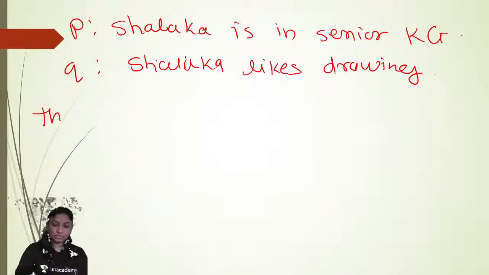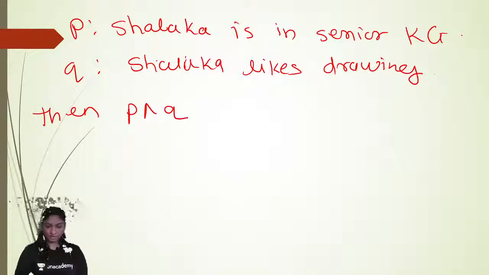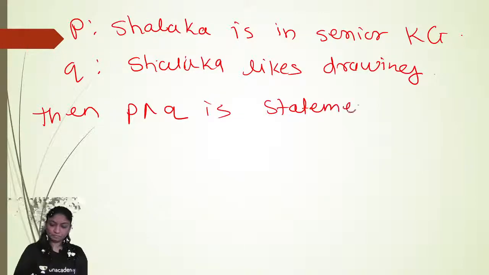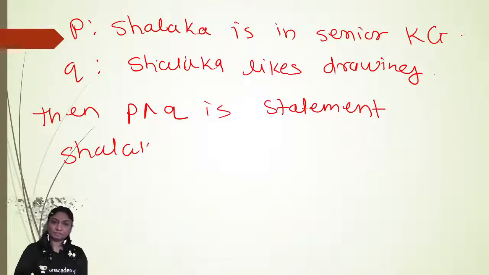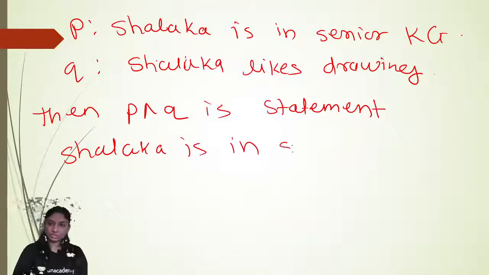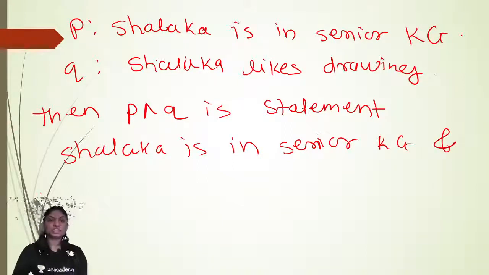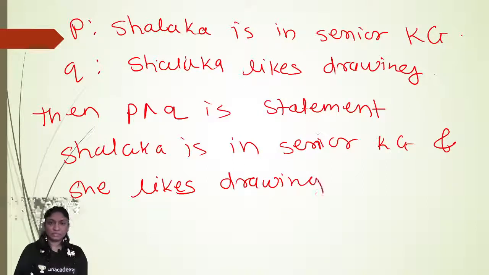Then P and Q is a statement: Shalaka is in senior KG and she likes drawing. This is your conjunction.